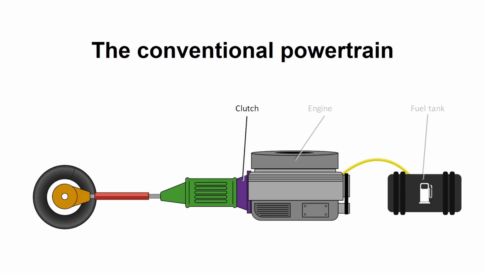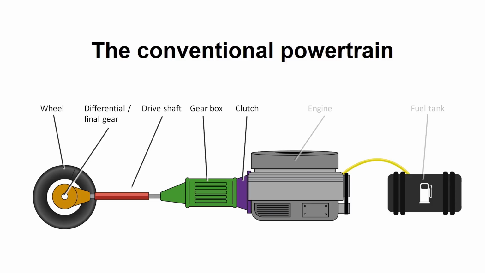The clutch is a device which makes it possible to connect or disconnect the engine and the gearbox. When connected, the gearbox together with the final gear transforms the engine speed into the speed you want for your wheels. The differential is a device that permits the drive shafts going from the differential to the wheels to rotate with different speeds.